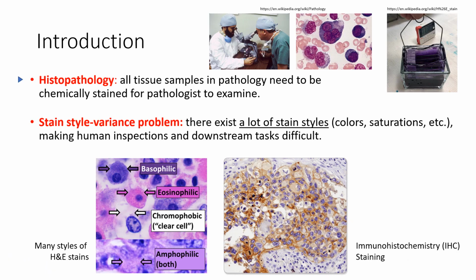Histopathology is a key field in medicine. It involves the examination of human tissues under a microscope to understand the manifestations of diseases. A key requirement is that all tissue samples need to be chemically stained so that they can be visually inspected by pathologists. However, a key problem of the staining process is that the stained images can have large variations in terms of colors, shapes, and textures. This makes human inspection and downstream computational tasks difficult.